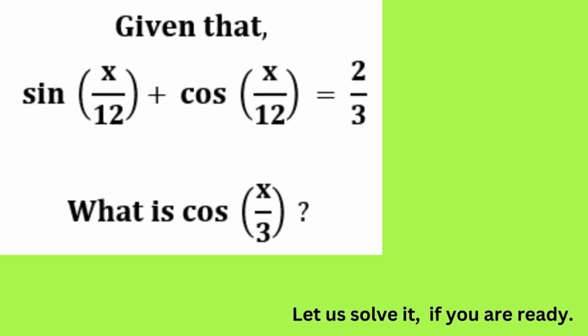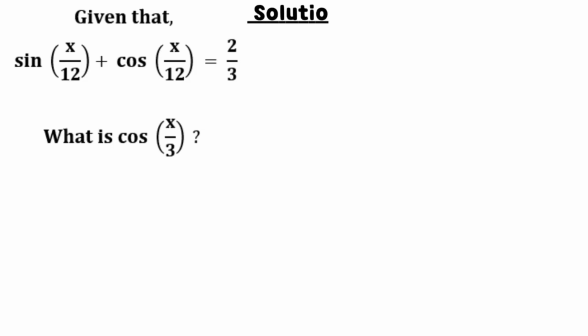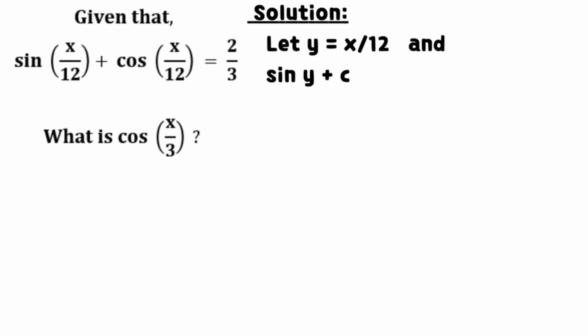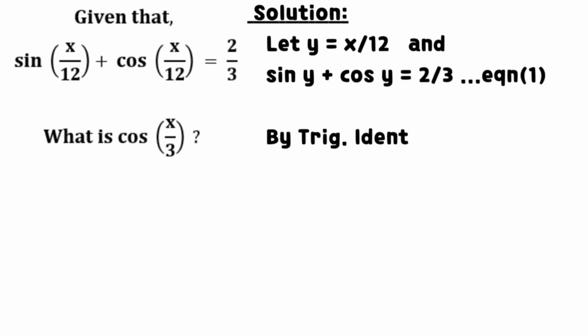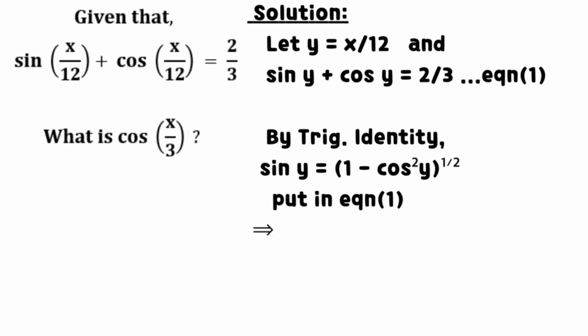Required to find the value of cosine x divided by 3. Let y equals x divided by 12 and the sum of sine y and cosine y equals 2 divided by 3, which we call equation 1. By trigonometric identity, sine y equals the square root of 1 minus cosine square y, which we substitute into equation 1 to have that the sum of the square root of 1 minus cosine square y and cosine y equals 2 divided by 3.